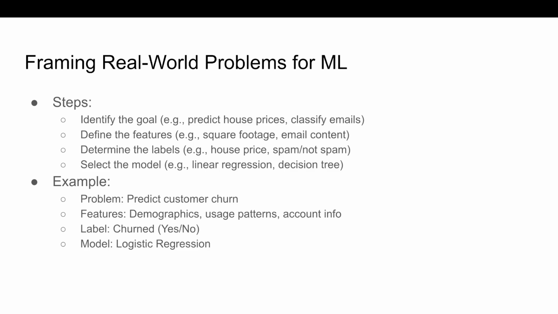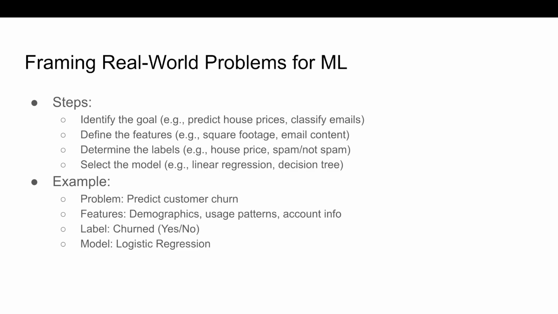Here's how you'd break it down. Features: customer demographics, purchase history, time spent on the website, number of support tickets, etc. A label: the sentiment of the review, positive or negative. Model: a classification model like logistic regression or a neural network.